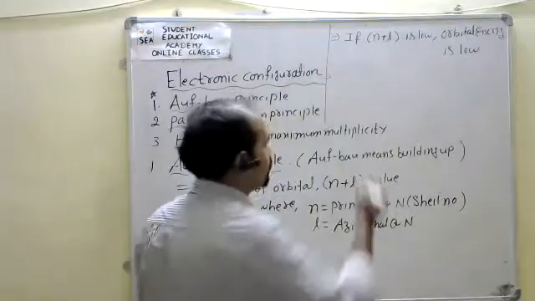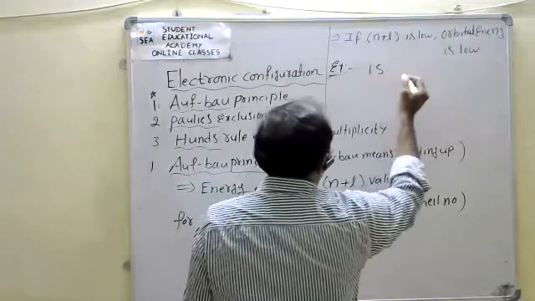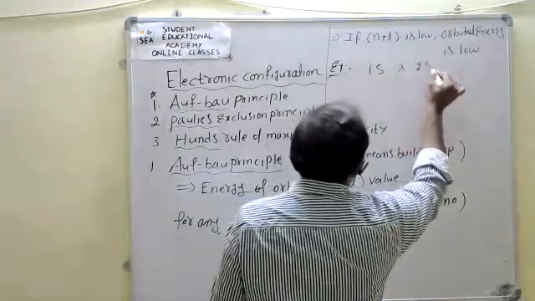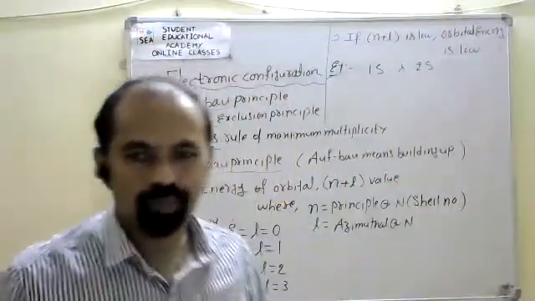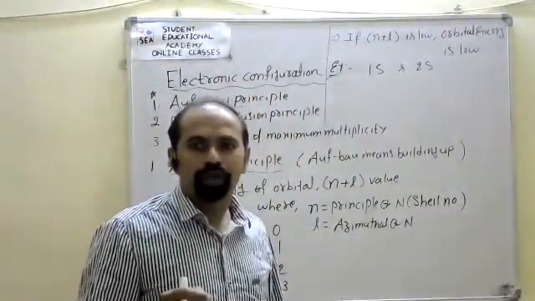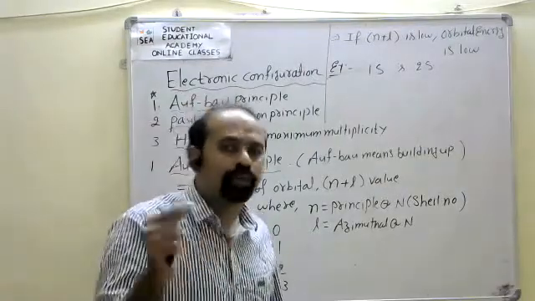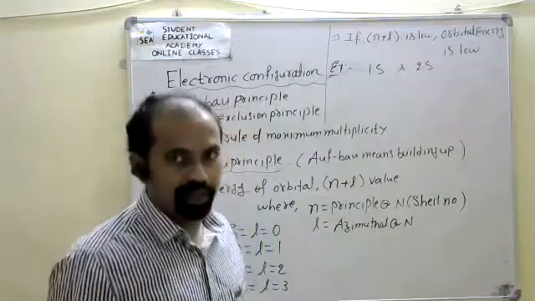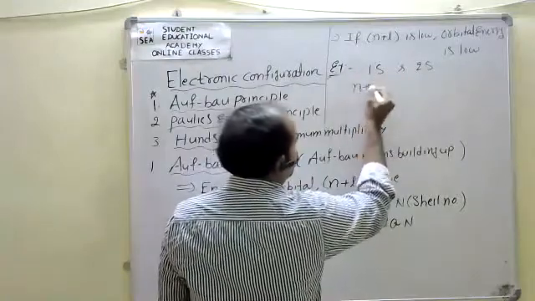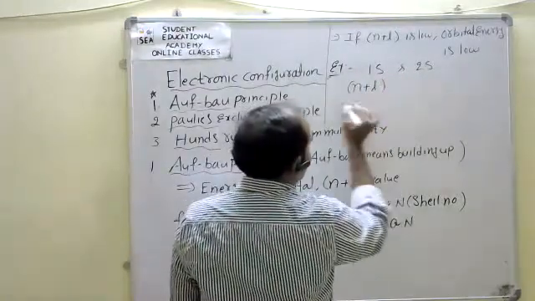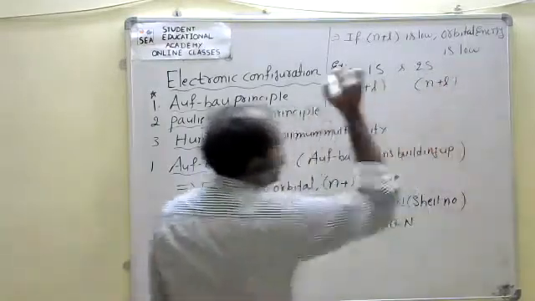For example, I have given two orbitals, 1s and 2s. Out of the two orbitals, which orbital energy is low? Which orbital energy is high? Very simple. First, we find the n plus l value in both cases.